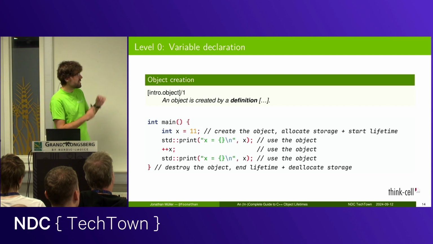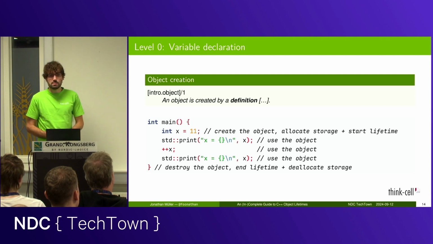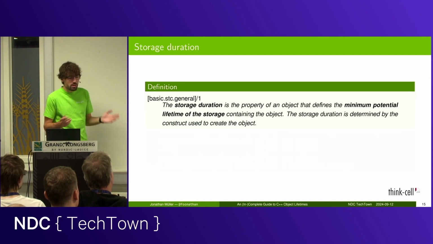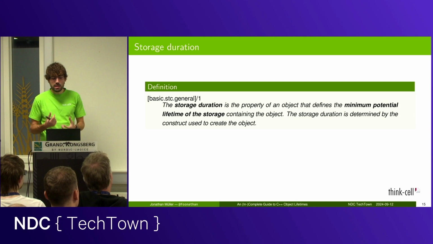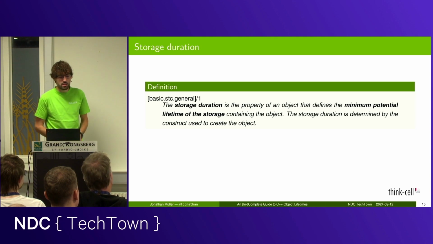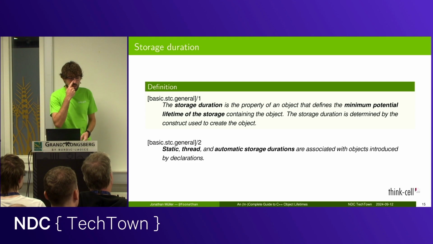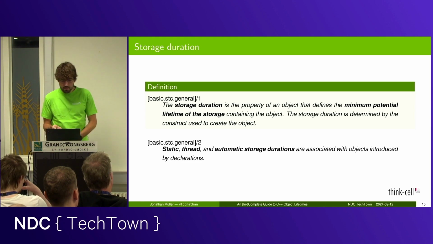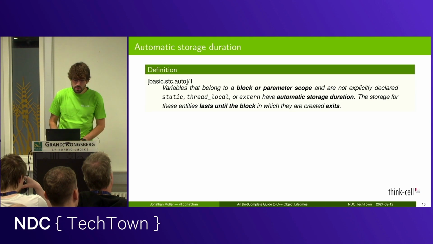To figure out when exactly the storage allocation and the lifetime starts, we have to look at a property which is called storage duration. So the storage duration is a property of an object that defines the minimal potential lifetime of the storage containing the object. And it depends on how we created it. And for definitions, there are 3 storage durations: static, thread, and automatic storage duration. So let's look at those.